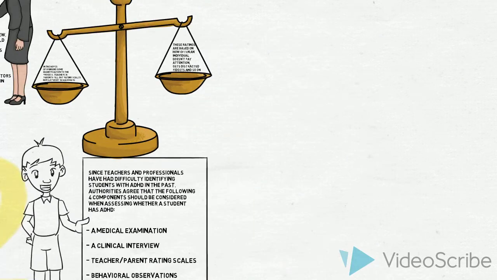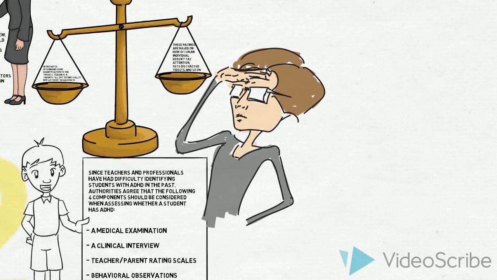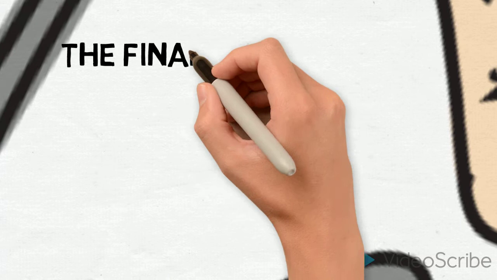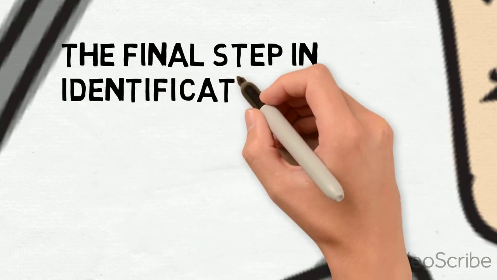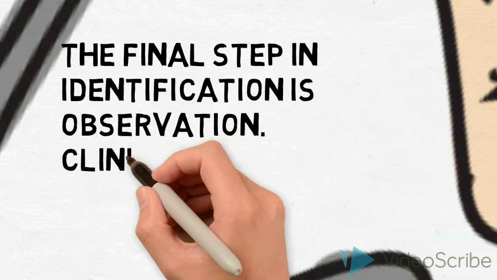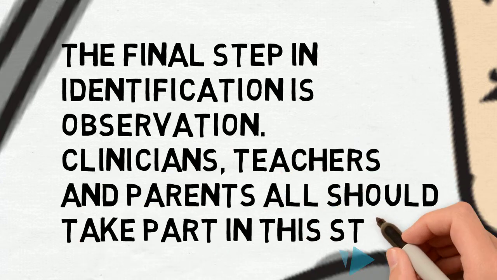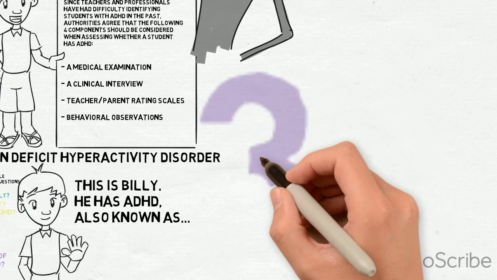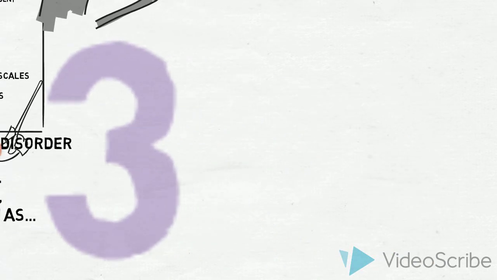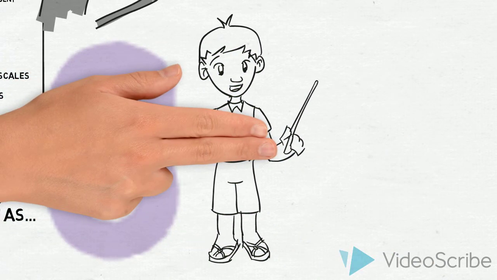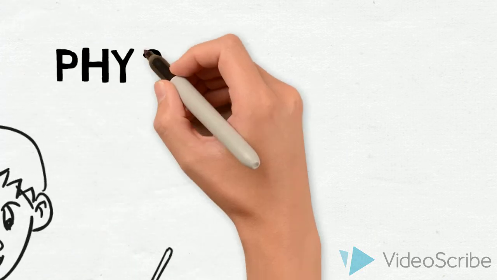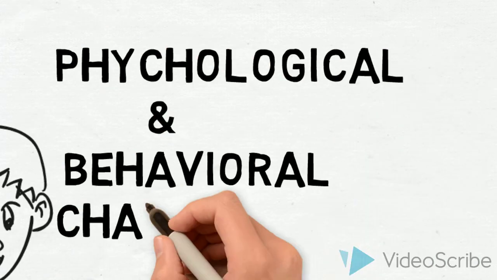Our last tool in identification is observations. We want to be able to use behavioral observations by clinicians, teachers, and parents. So let's move on to our third question. What are some of the psychological and behavioral characteristics of individuals with ADHD?